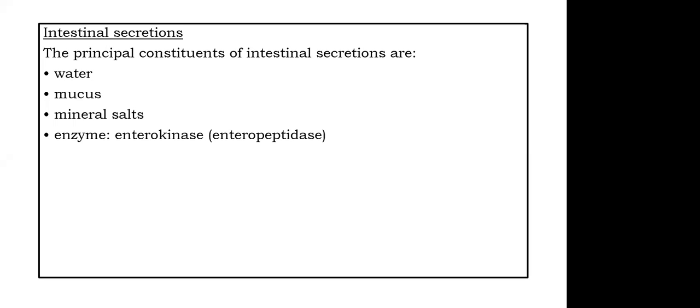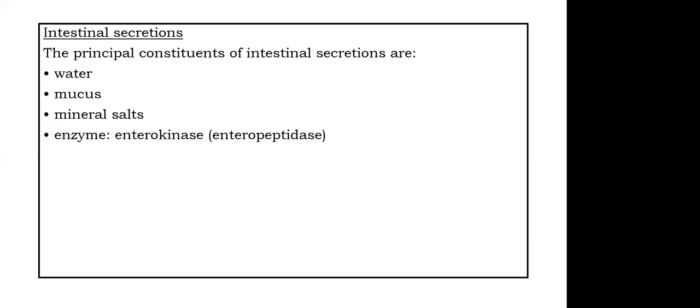What is the composition of bile? The bile has water, mineral salts, mucus, bile salts, bile pigments, and cholesterol. And we have seen the functions of the bile, about the bilirubin, what will happen, and all this. And we have seen the release from the gallbladder. And now we will see about the intestinal secretions. The principal constituents of intestinal secretions are water, mucus, mineral salt, and enterokinase.